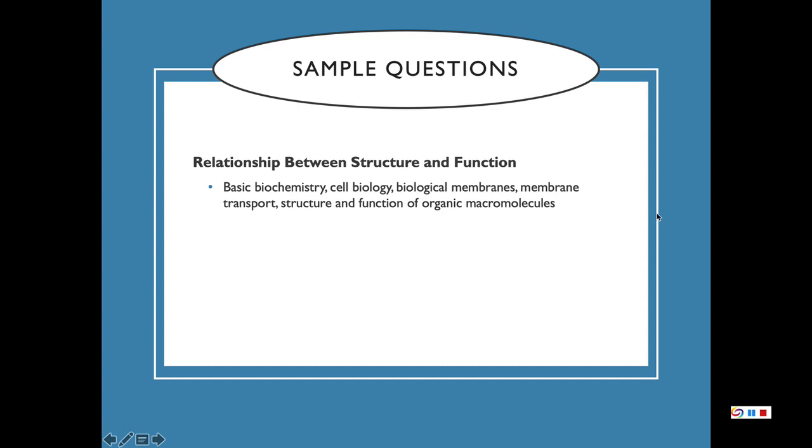Okay, so let's take a look at a couple more sample questions. If you recall from the previous presentation, there are 3 levels of question type. What I'd like to do is focus on one topic at a time, and move through 3 potential levels, level 1, level 2, level 3, of potential questions for this particular topic. Our topic is the relationship between structure and function, and that could include basic biochemistry, cell biology, biological membranes, membrane transport, and structure and function of organic macromolecules.